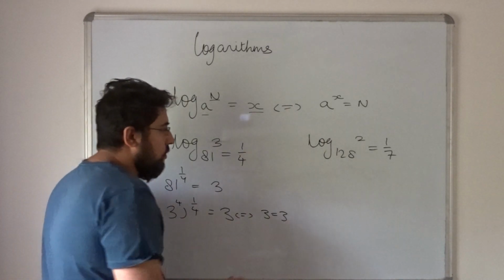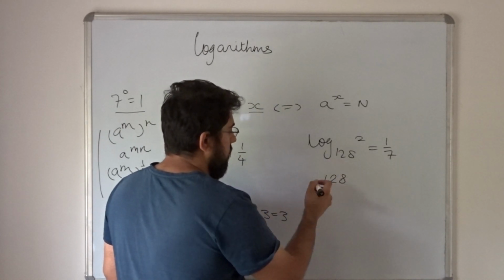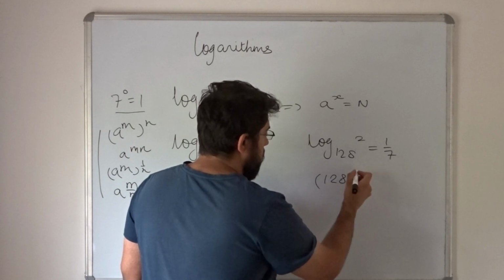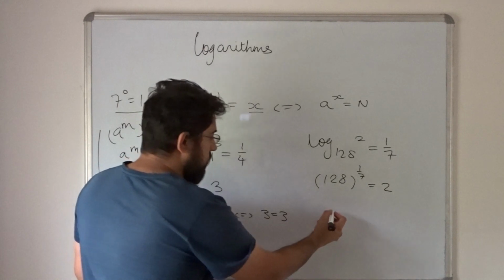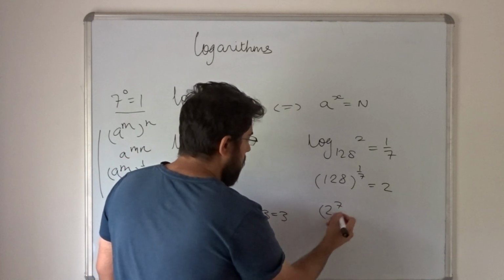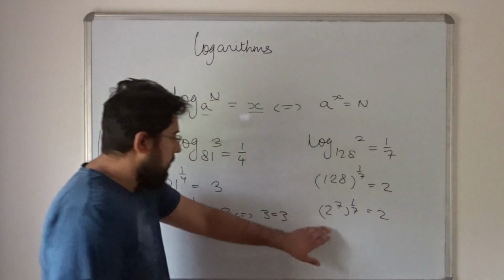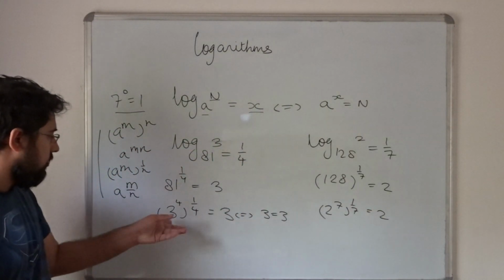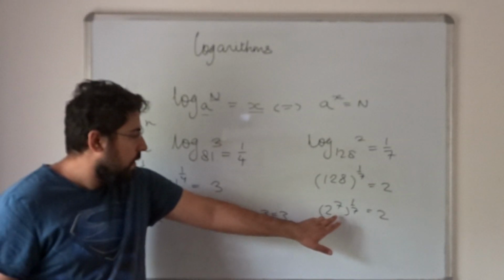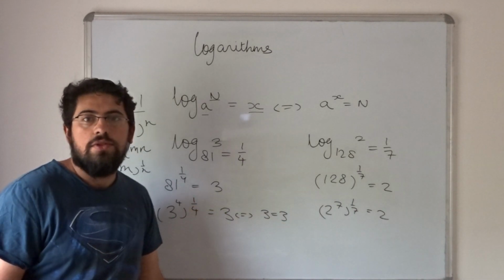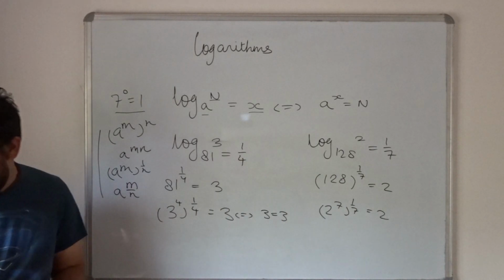So again, this is what we can do. Remember, the base is 128, okay? Exponent is 1 upon 7, so this equals 2. And then you can do the same thing, 2 to the power 7 upon 1 by 7, which equals 2. And then as you can see here, this becomes 3. In the same way, that will become 2, and then 2 is equal to 2. I think you can take it from there. I don't need to finish that.